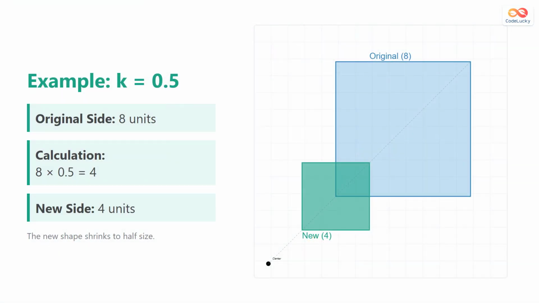For this example, let's use a scale factor of 0.5, which is the same as 1/2. If our original square has a side length of 8 units, we multiply 8 by 0.5. The result is 4. The new square is half the size of the original one.